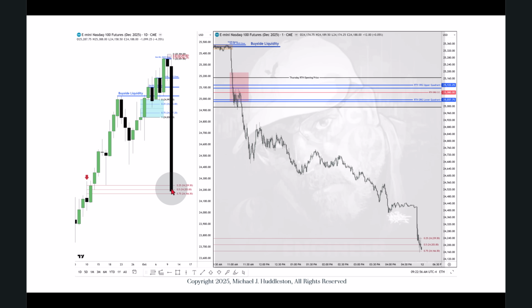You should not be trying to do anything right now. It's already moved a lot. So just sit still. Wait for the dust to settle a little bit. And if it keeps going lower and you miss it, that's better than trying to chase it.